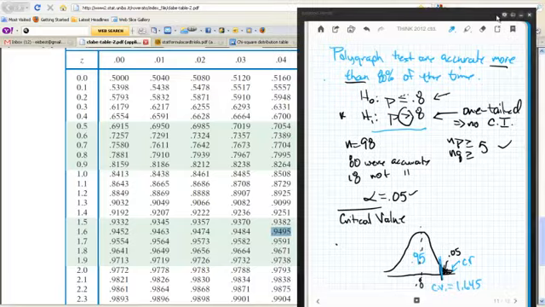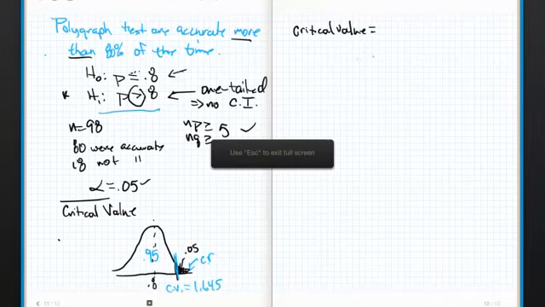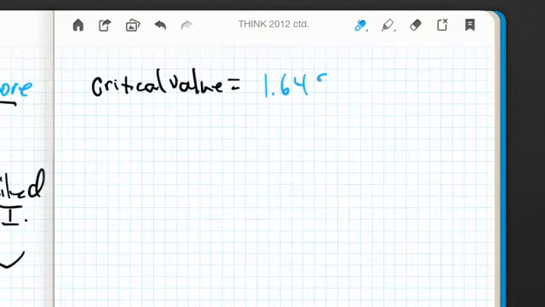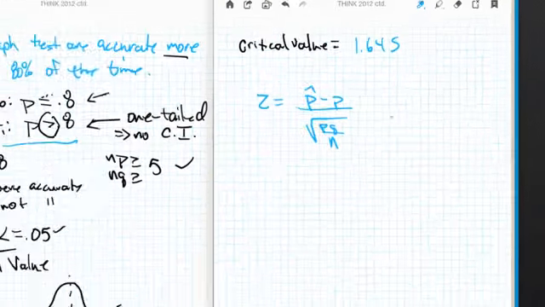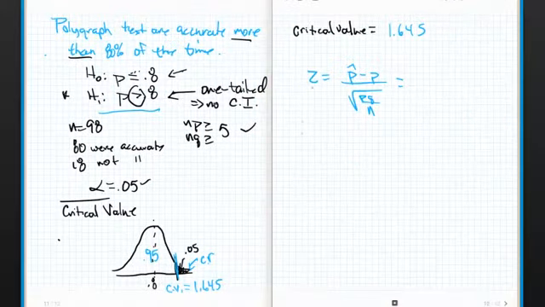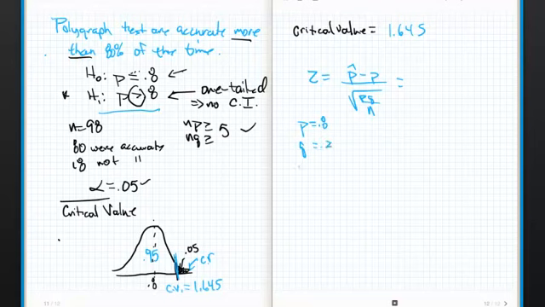So let's kick back over into this mode, and let's remember our formula. My critical value is at 1.645. Now, let's test it. Well, the first thing I need to remember, z is equal to p hat minus p over the square root of pq over n. So I need p hat, don't I? I know what p is. Let's write everything up. Keep it simple. P is 0.8. That's in the null. Q is 0.2. N is 98.